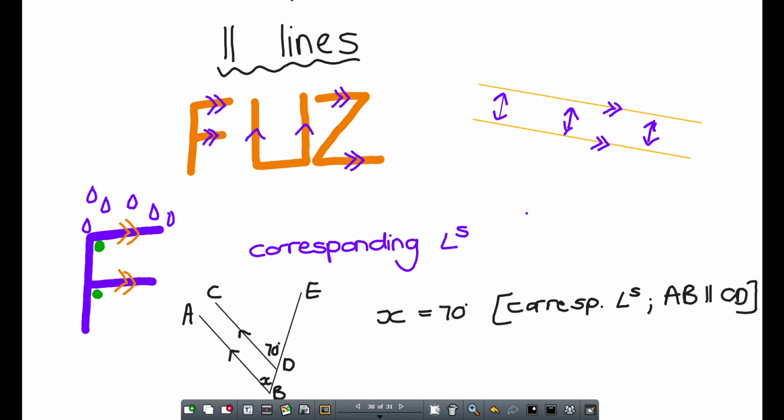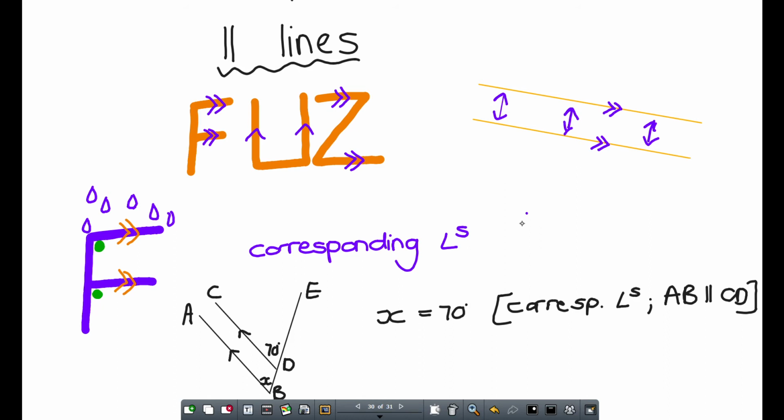So, at corresponding angles, we look for an F. We said if it's raining from the top, all you do is run and hide underneath that little roof there. Same thing here. Run, hide underneath that roof. So these two angles, those two green dots, mean that the two angles are the same. So if this one is 40, it means that that one is also 40.